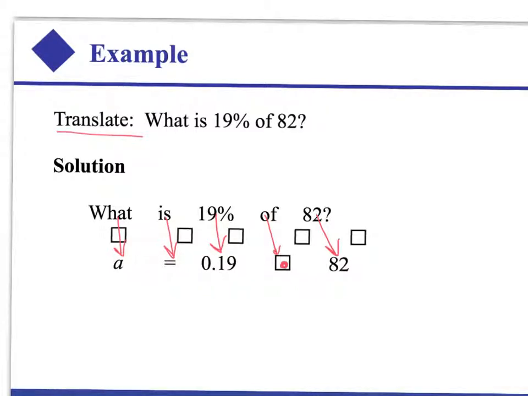Alright, we're going to translate what is 19% of 82. If you look at this, it says to translate, and then the question is what. We're going to convert that to our variable. Is our equal sign. 19 we're going to convert to a decimal of 0.19. Of equals multiplication, and then 82 is just our whole number. So we just translate it into an equation. A equals 0.19 times 82.